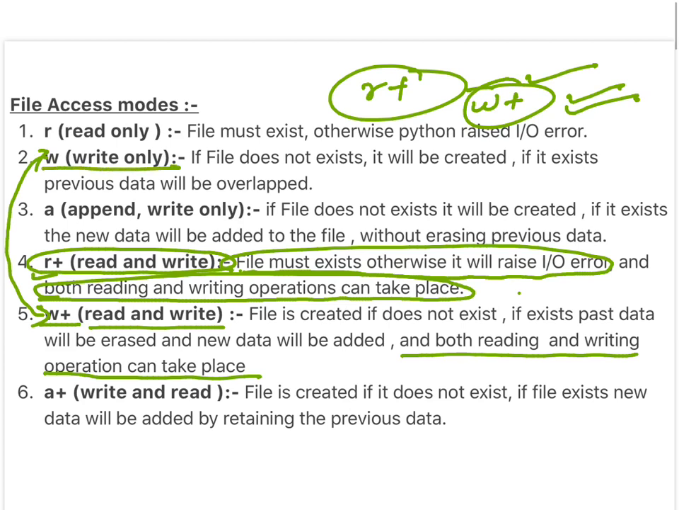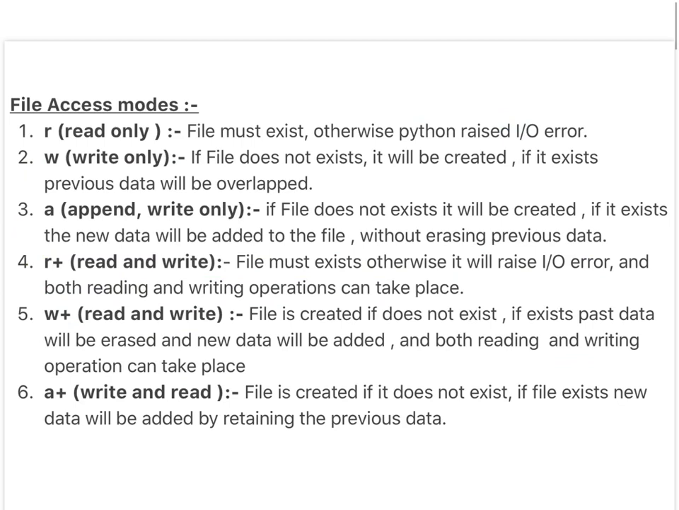This W is only for writing operation, and this W plus is for both reading and writing mode. I hope it should be clear. Now A plus, read and write, both operation will be done, but A, as you know, this is for the append. The previous contents will be retained there and by adding the new contents.